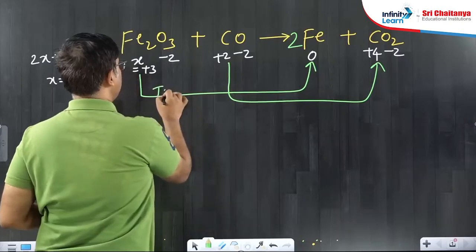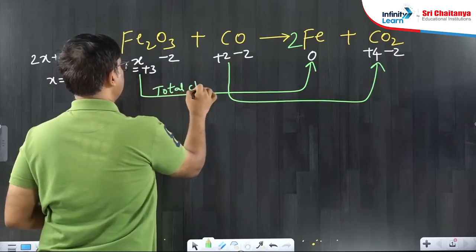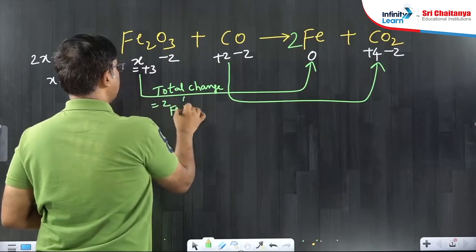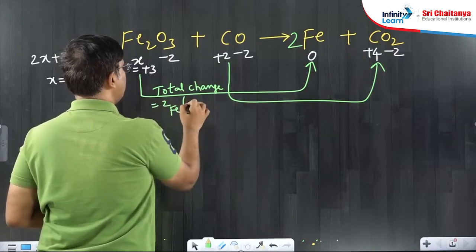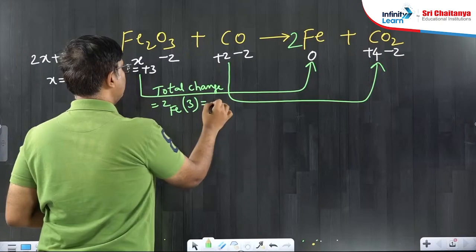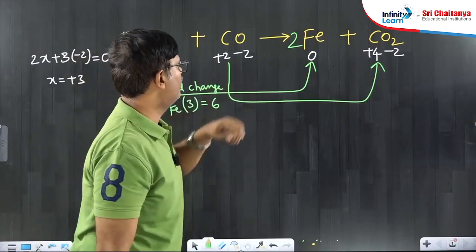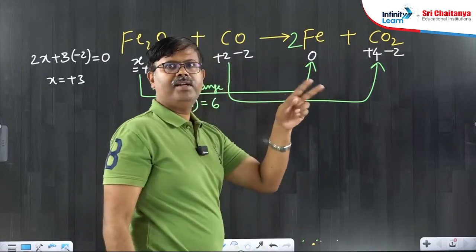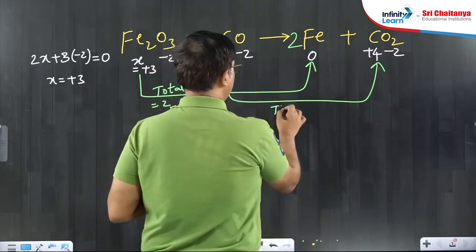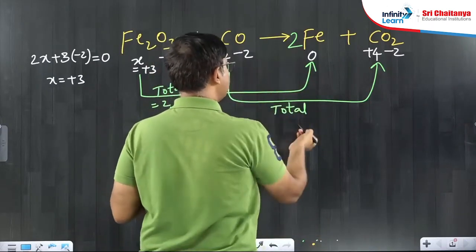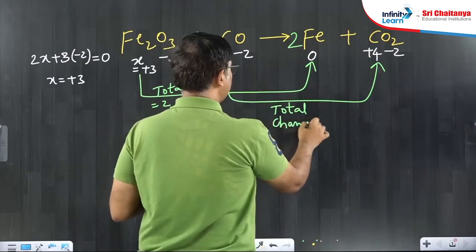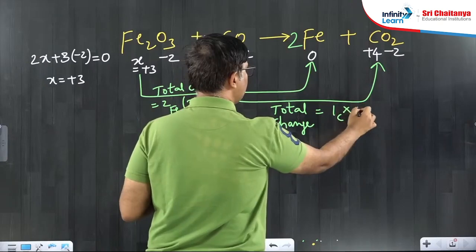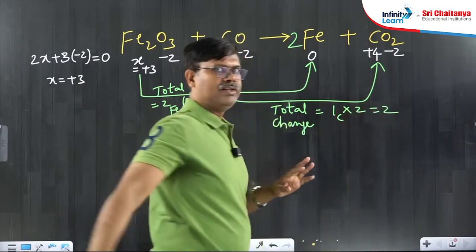So the total change is equal to 2 iron atoms, each iron atom, what is the change? Positive change 3. So total 6. Okay. Now come to carbon. Carbon, what is the change? +2 to +4 means what is the positive change? 2. And the number of carbon atoms is also only 1. So the total change is 1 carbon and its change is 2. So 2 is the change.